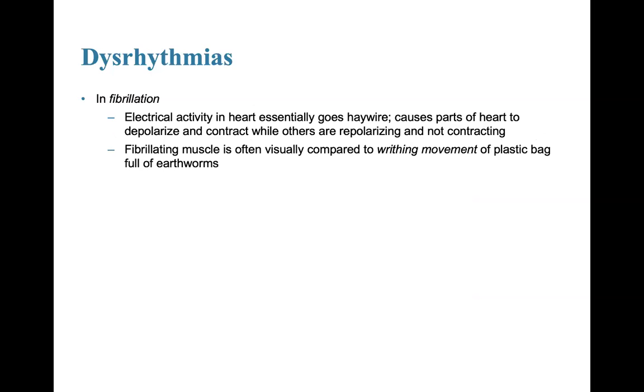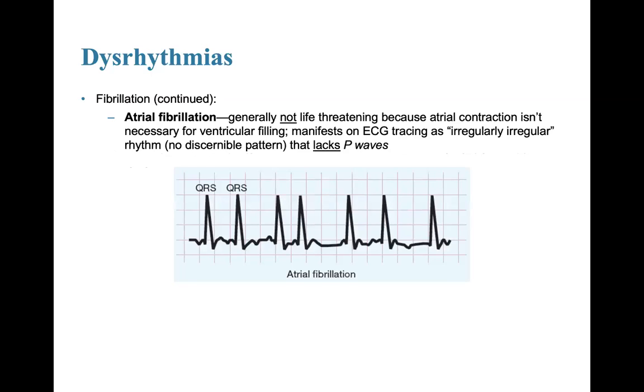In fibrillation, the electrical activity of the heart essentially goes haywire, causing parts of the heart to depolarize and contract while others are repolarizing and not contracting. Fibrillating muscle is often visually compared to the writhing movement of a plastic bag full of earthworms.